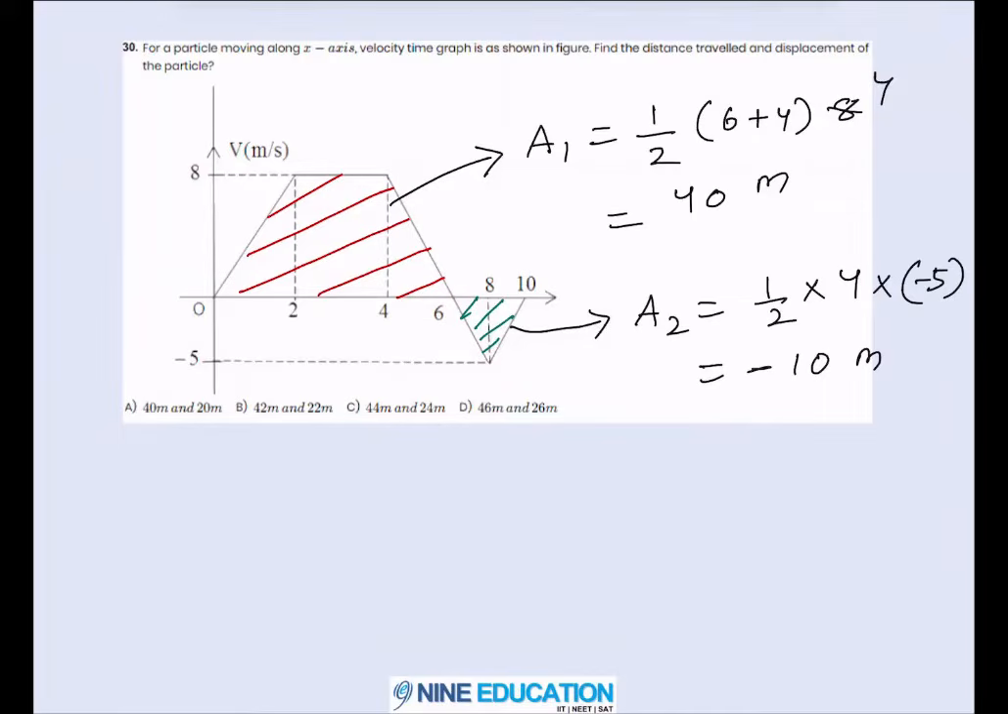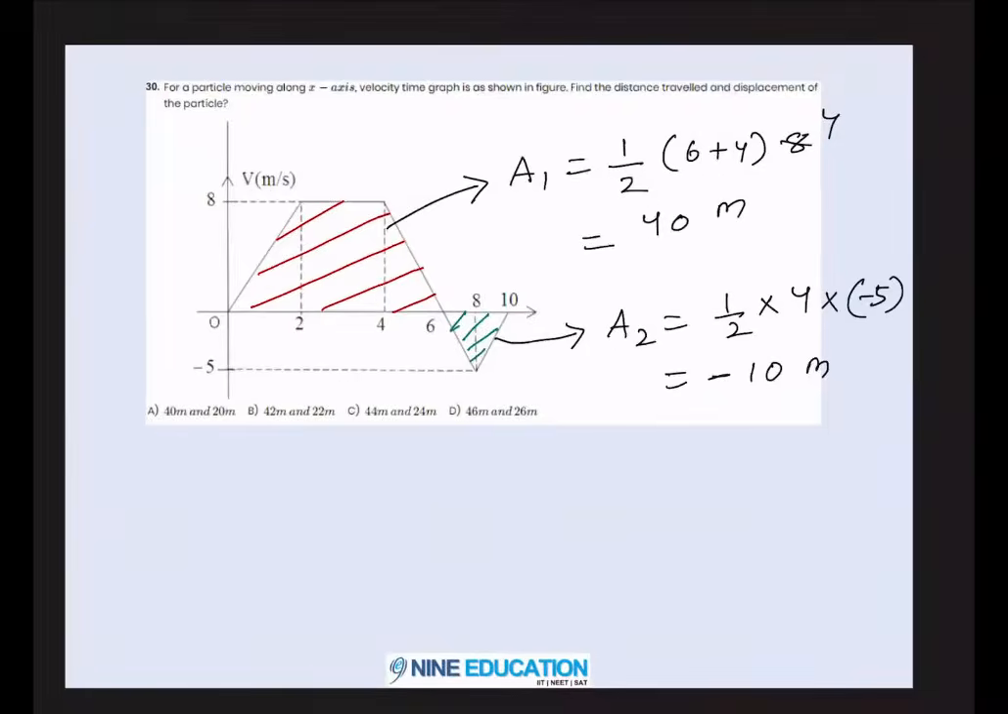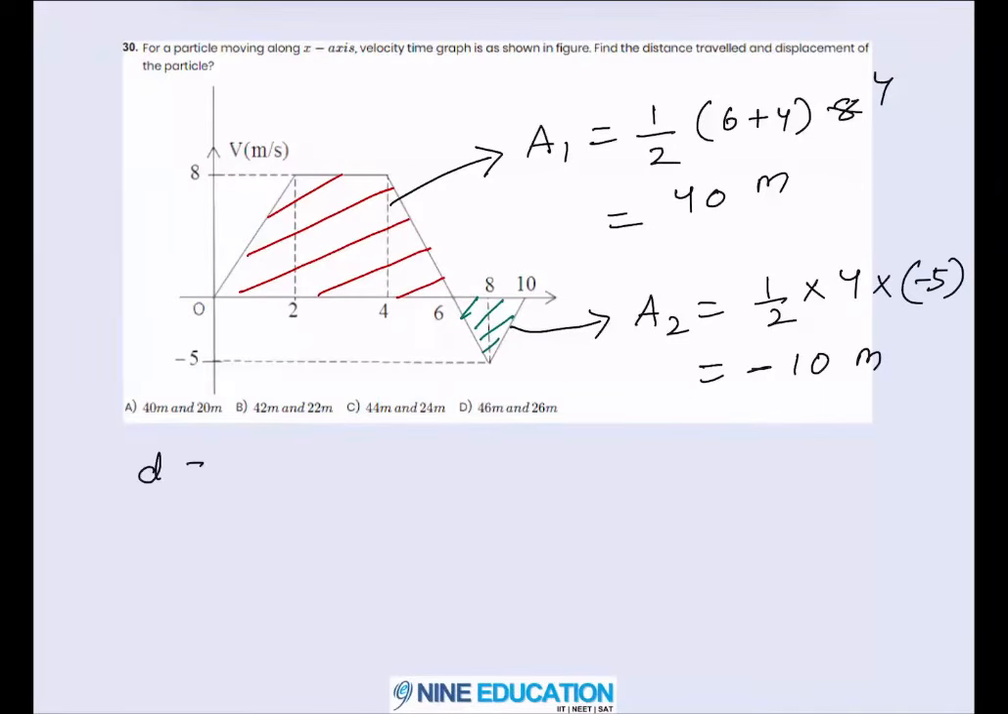Now, if I want to calculate the distance traveled, distance is the sum of areas in terms of magnitude. So it will be modulus of A1 plus modulus of A2. So it will be 40 plus 10, that will be about 50 meter.